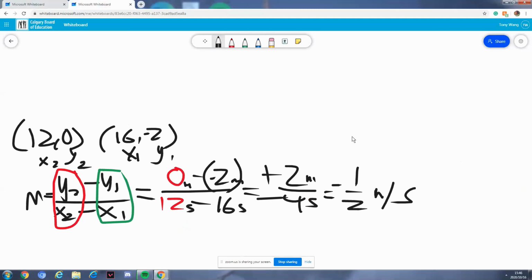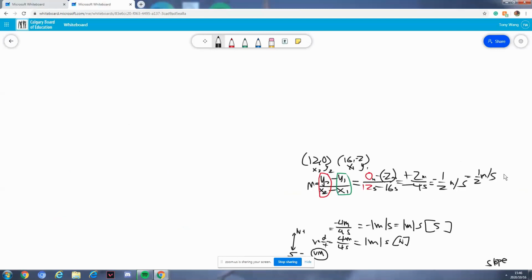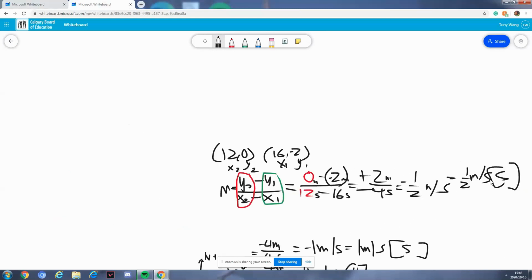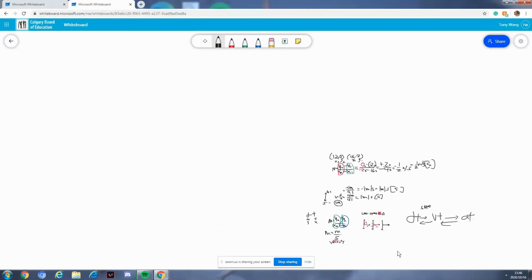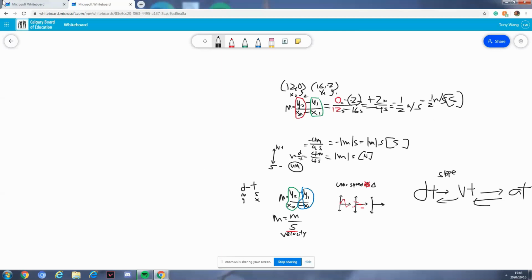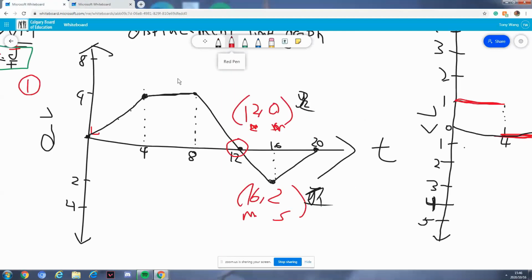So it will be half a meter per second south. So how do we represent this chain?